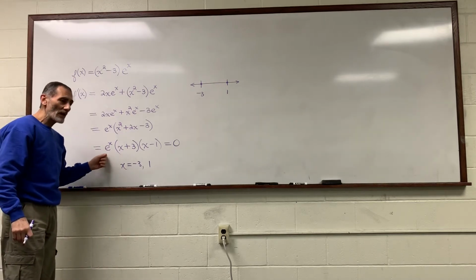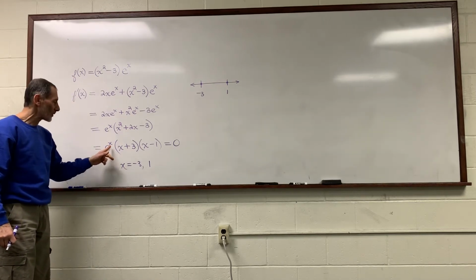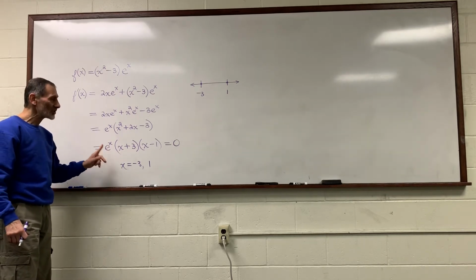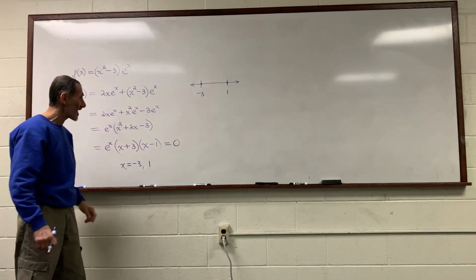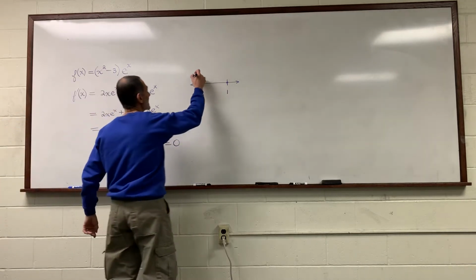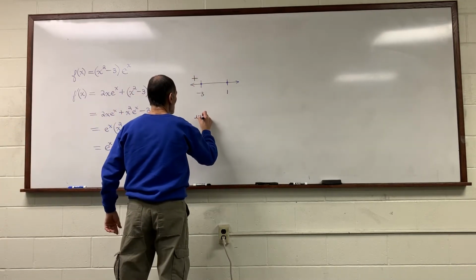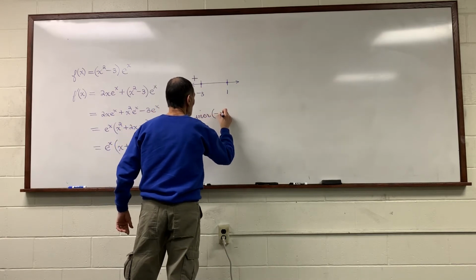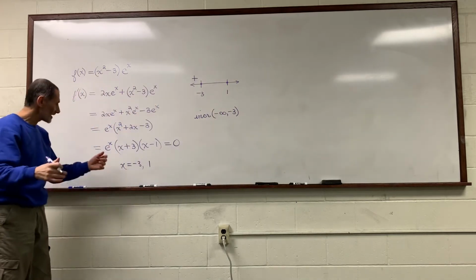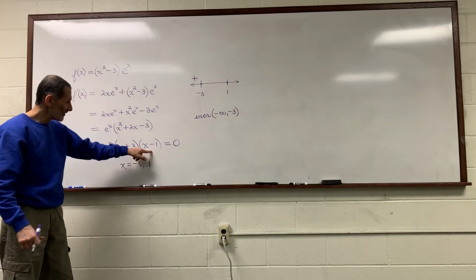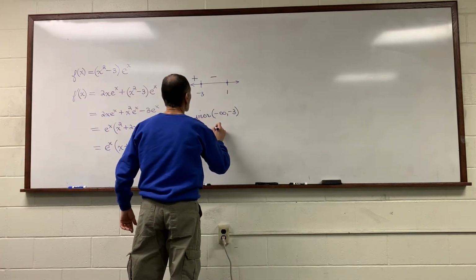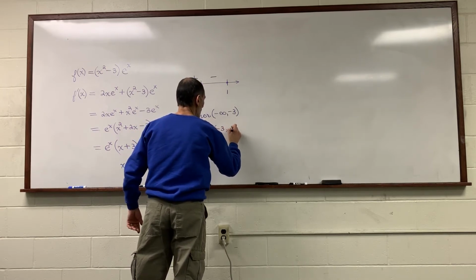E to the x is always positive, remember that. There is no exponent to which you can raise a positive base to get 0 or a negative number. E to the x is always positive, so we don't even need to consider that. Negative 10 plus 3 is negative, negative 10 minus 1 is negative. Two negatives yields a positive. The function is increasing from negative infinity to negative 3. Let's try a number between negative 3 and 1. Let's try 0. Positive, positive, negative. The function is decreasing from negative 3 to 1 in that open interval.